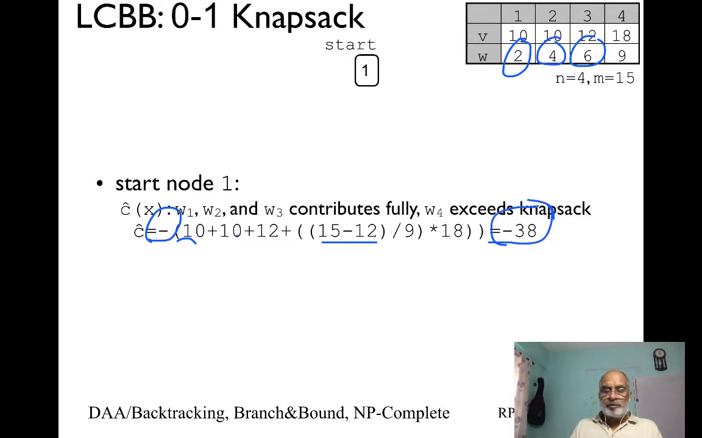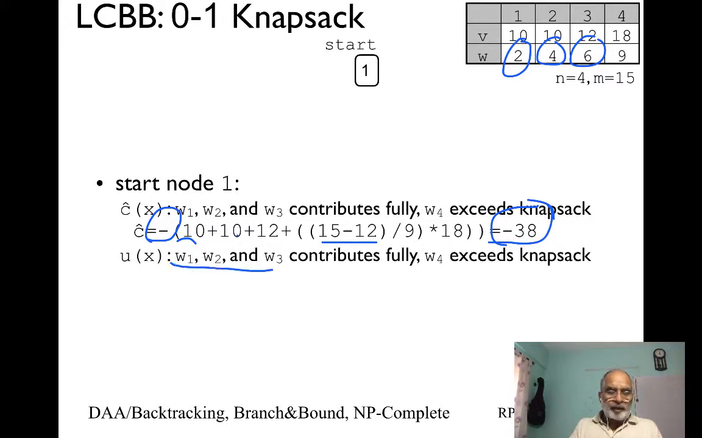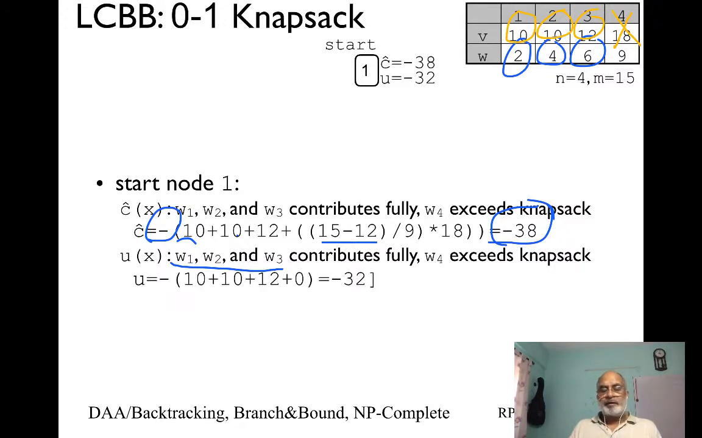But for my upper bound, I will not take the partial W4. I'll take only W1, W2, and W3. So my upper bound for this node is 10 plus 10 plus 12, and we will not take this. And hence my upper bound is minus 32. This is what we get.